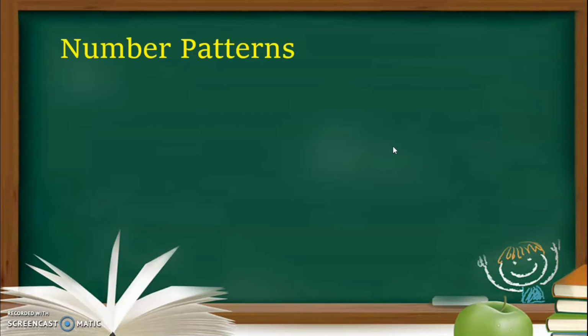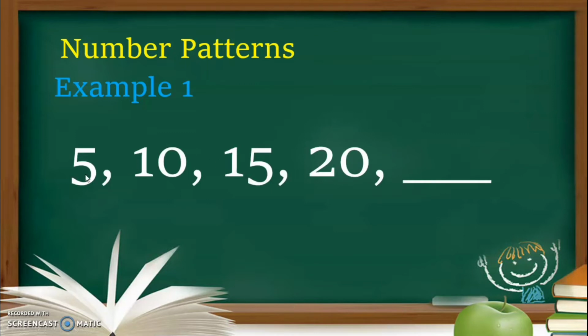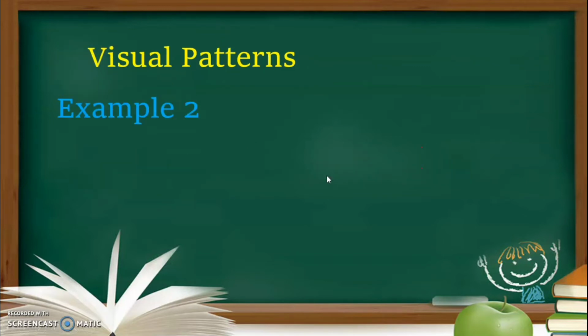So, number patterns na naman tayo. So, example number 1, we have 5, 10, 15, and 20. Ano yung pattern na nakikita ninyo? Etong mga numbers na to ay multiples of 5. So, 5, 10, 15, 20. Ang kasunod ay 25.